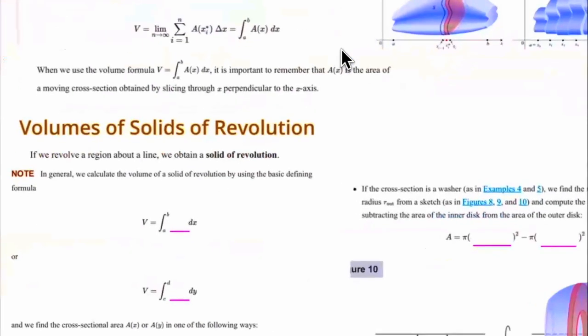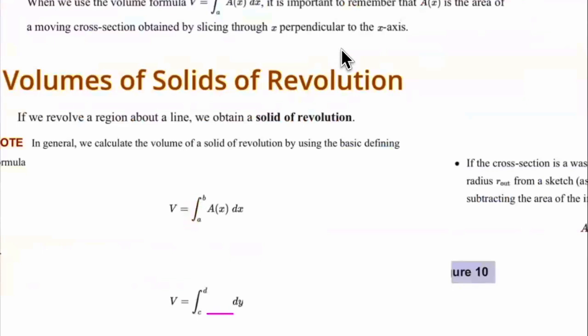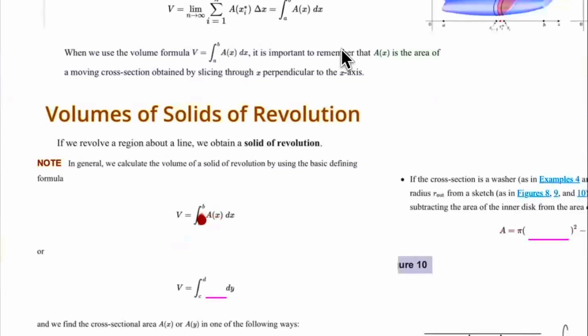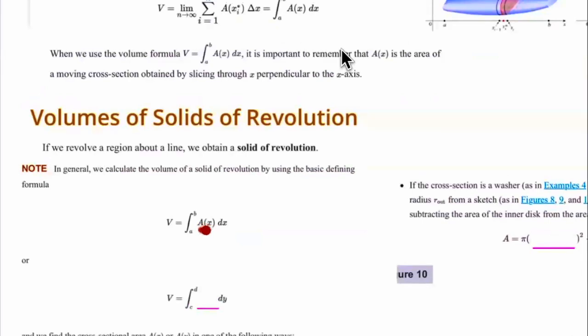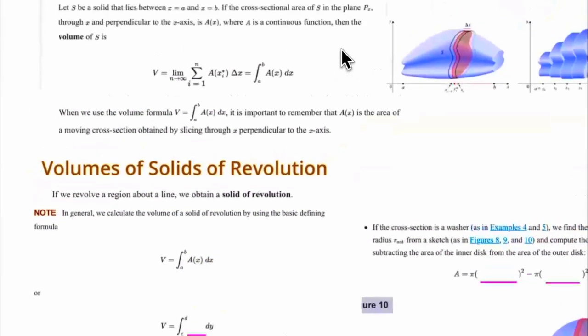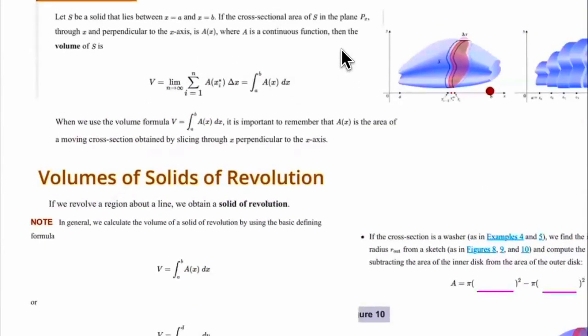So the volume is equal to the integral of the cross-section area dx, and the area has to be expressed in terms of x. It's a function of x, because we're integrating with respect to x. X goes from a to b. Then the integral of the cross section dx, with x from a to b, gives you the total volume of the solid.